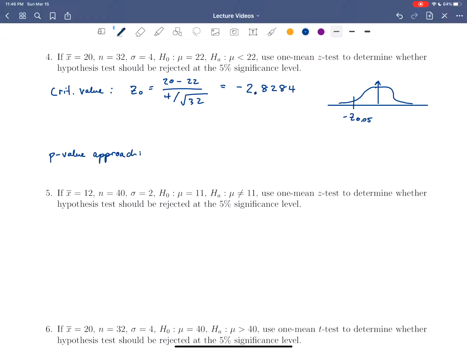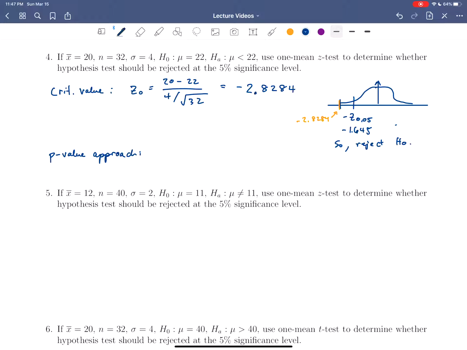So if we look at the cutoff z sub 0.05, it turns out that this value is going to be negative 1.645. Okay, so that's our critical value, negative 1.645. Negative 2.8 lies to the extreme of that, right? It lies to the left of that. So our negative 2.8284 value lies to the left of that. In other words, it's in the rejection region. Okay, so that means that we reject the null hypothesis.